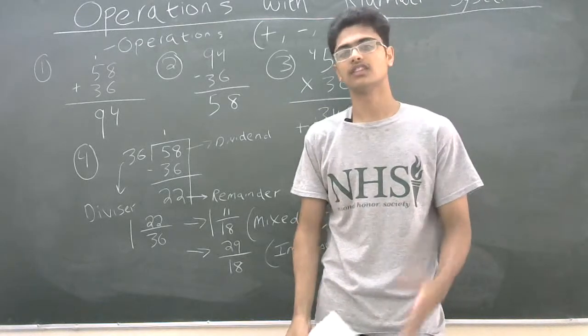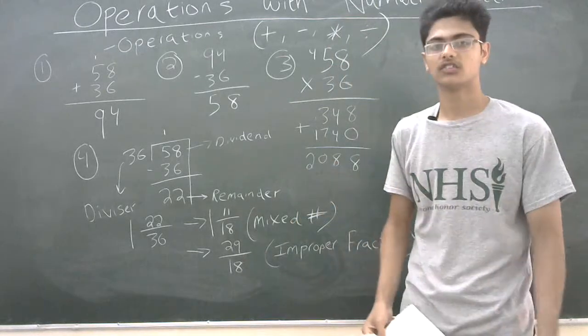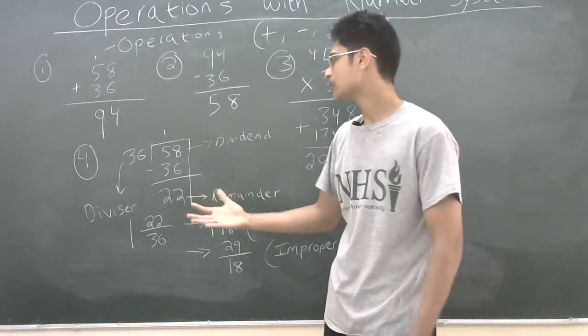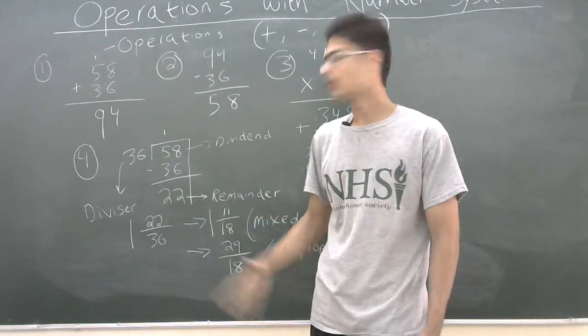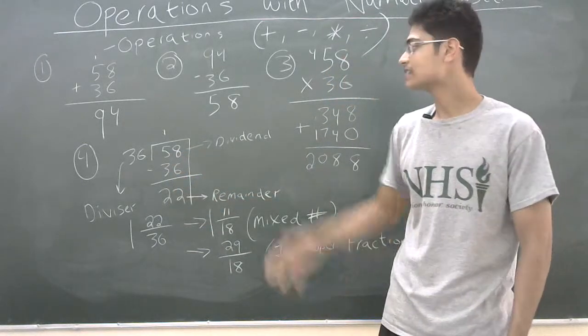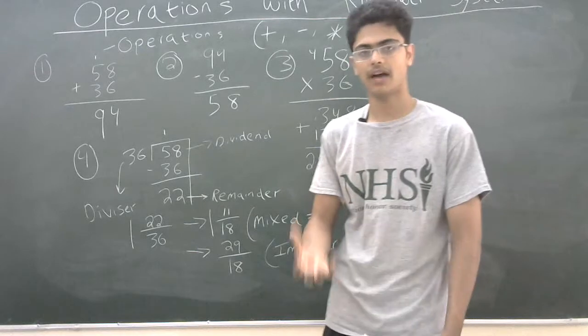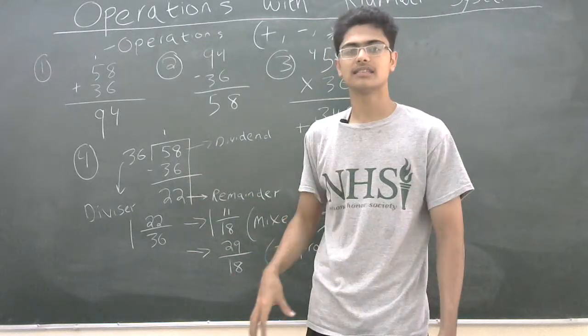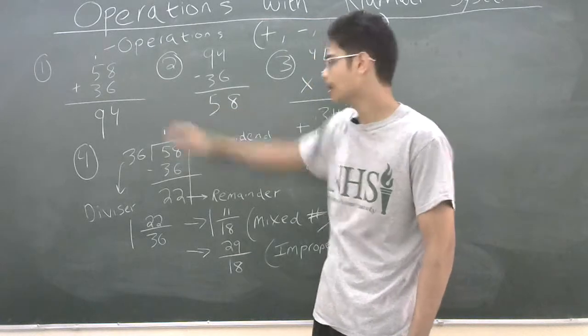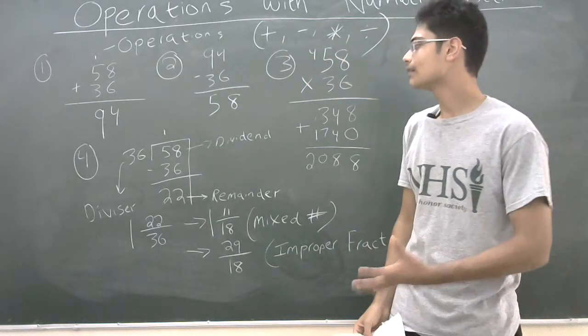Dealing with terminology, division has more terminology that you should know. So if we have something like 58 divided by 36, 58 is known as the dividend. And what this is being divided by is 36, which is known as the divisor. And the outcome of this answer is known as the quotient, which you're usually going to see on top.